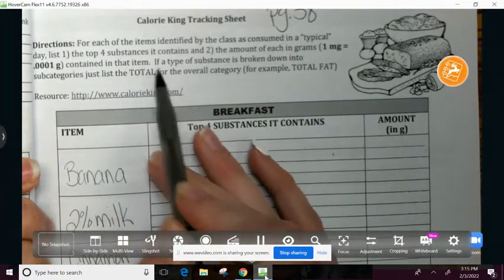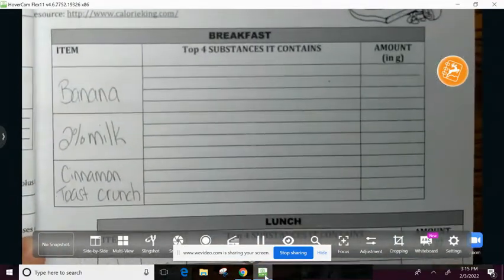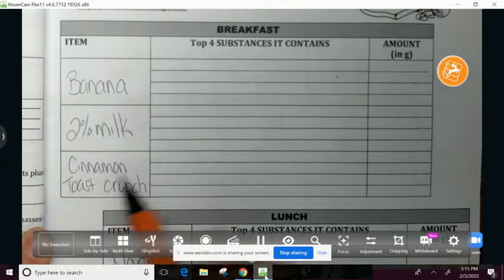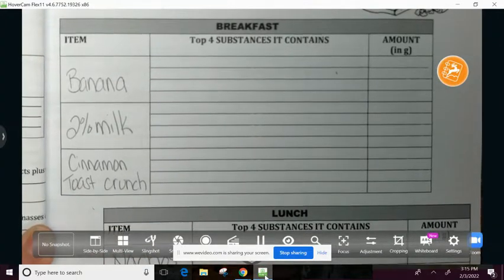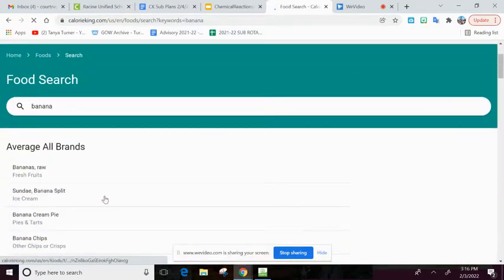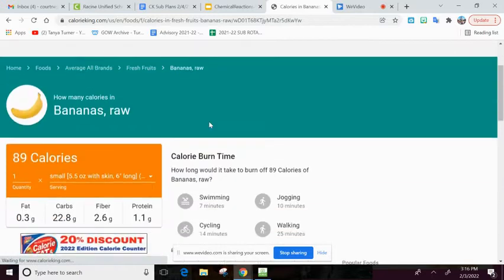I listed breakfast items as banana, 2% milk, and cinnamon toast crunch. We're going to do the banana and 2% milk together. And if you would like to choose something else or you eat a different kind of cereal, you can switch it out. So we go into the Calorie King. We type in banana because that's our first item. We search it, and it'll come up with a whole bunch of different brands. We're just going to take the banana raw at the top, fresh fruit, not any of the puddings or anything else. It tells us the calories.